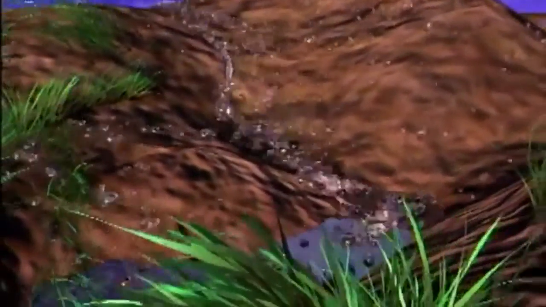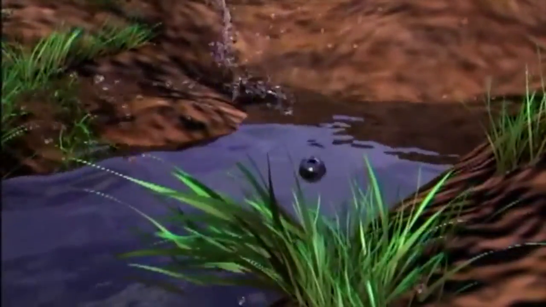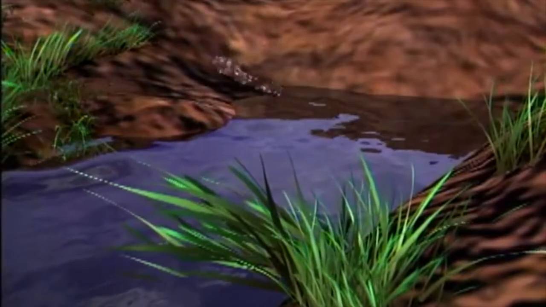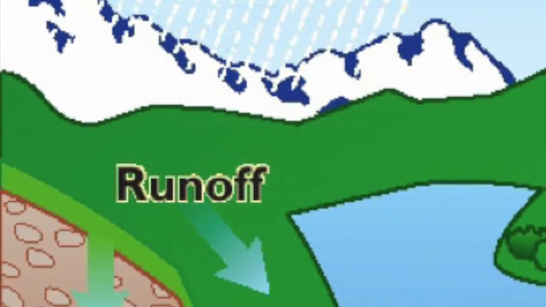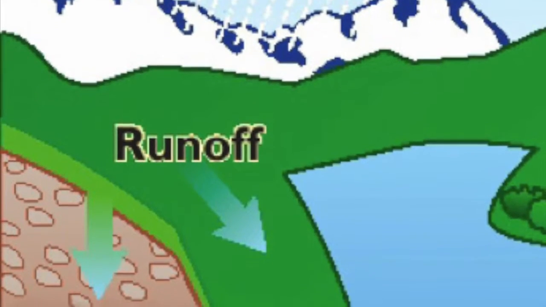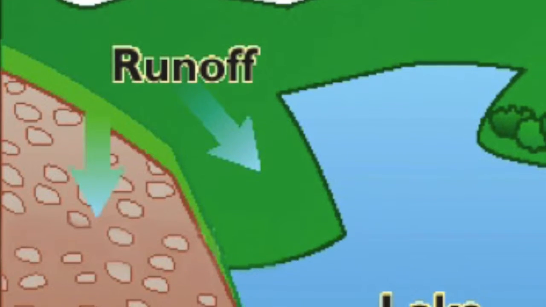Runoff is precipitation, rain, sleet, snow, that did not get absorbed into the soil or did not evaporate with the other precipitation. Only about 35% of precipitation ends up as runoff. The other 65% accounts for water that is absorbed into the soil or gets evaporated.